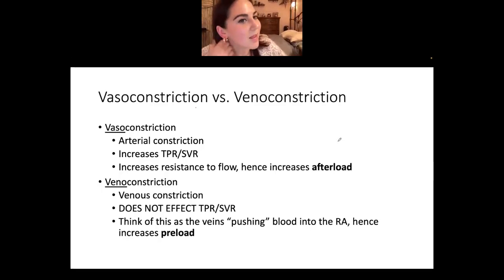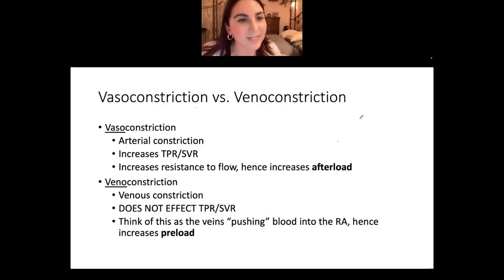Okay. So vasoconstriction is arterial constriction. When they talk about vasoconstriction, they're straight up talking about something that's going to increase the total peripheral resistance, or the SVR, TPR, same thing. This is going to increase resistance to flow. So when you think vasoconstriction, think increasing of afterload.